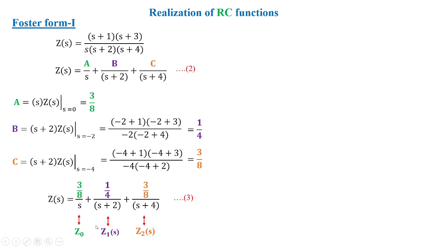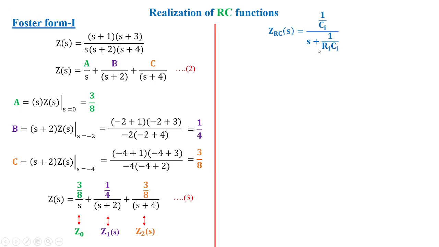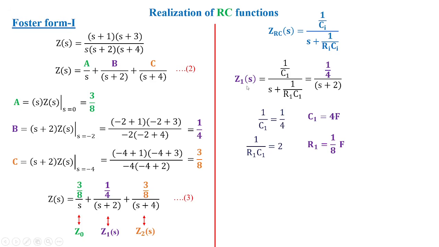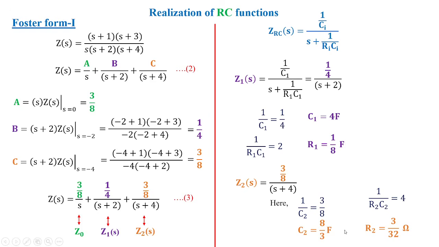Now framing the sub-impedance values of equation 3 and resolving Z1(s) and Z2(s). Z1(s) is given by 1/C1 divided by (s + 1/(Ri Ci)), where i represents the different values arranged in series fashion. So Z1(s) is obtained to be (1/4)/(s+2), thereby the C1 and R1 values we got here as 4 farads and 1/8 ohms respectively. Similarly, Z2 can be obtained as (3/8)/(s+4). Therefore C2 is obtained as 8/3 farads and R2 is obtained as 3/32 ohms.